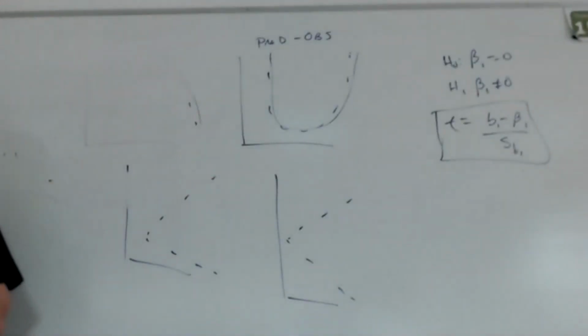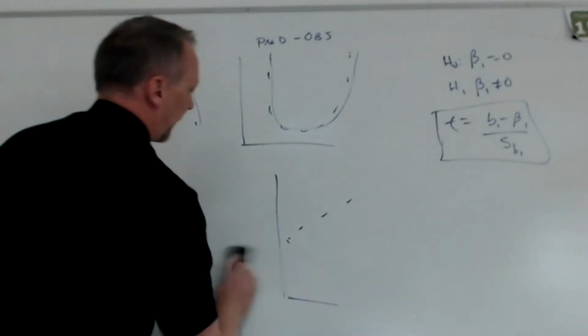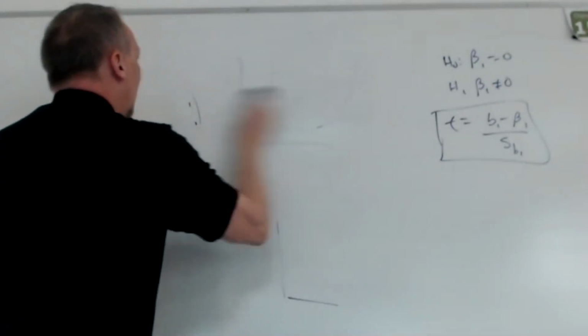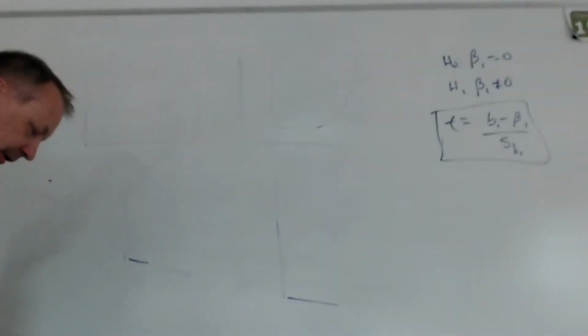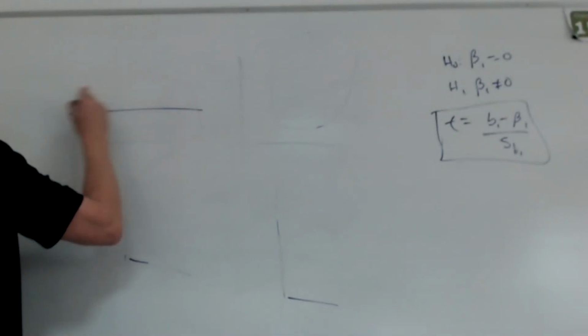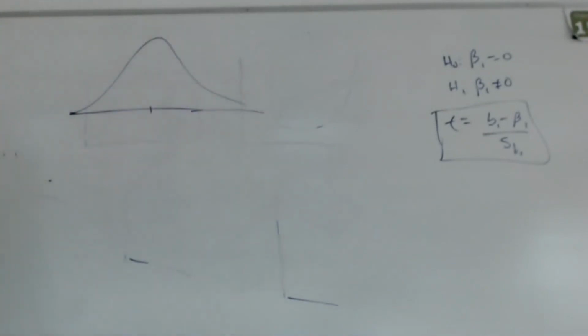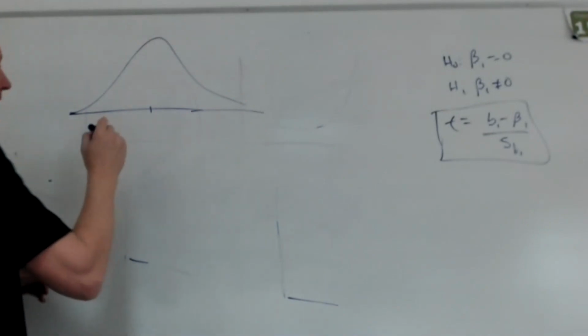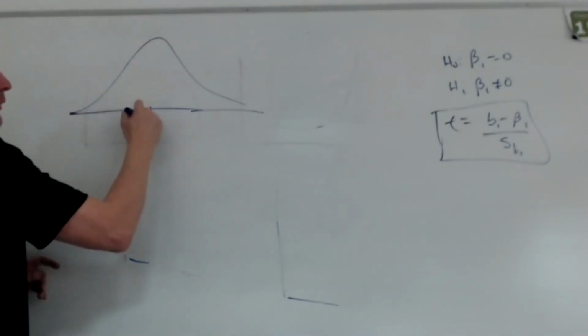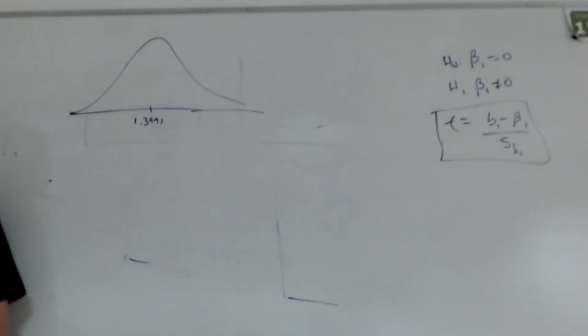Anybody know? Nobody knows? Okay, so what it does here is I've got a T distribution. What's the mean of the T distribution? 0. Well, not, I'm going to say it's 1.3991, right?